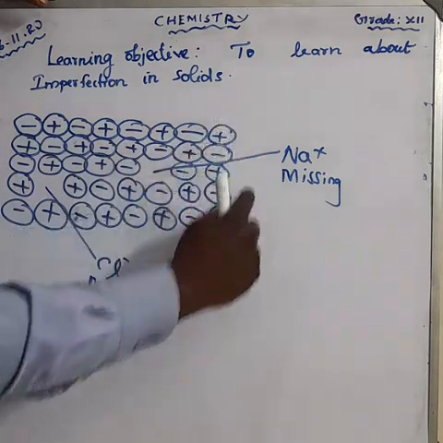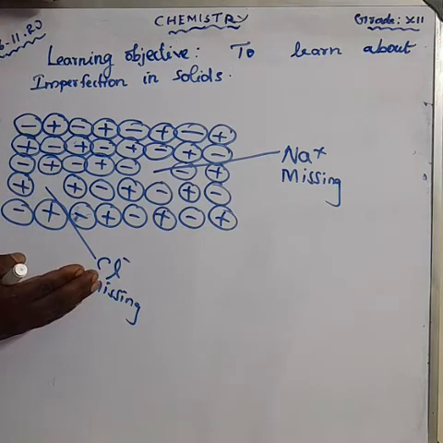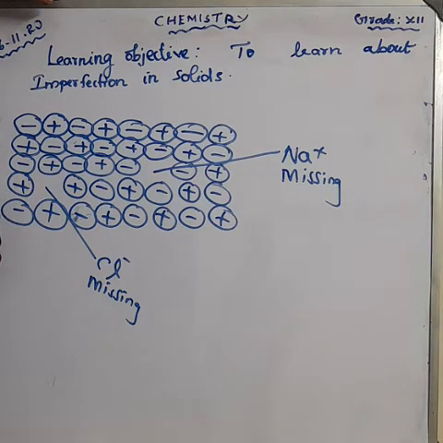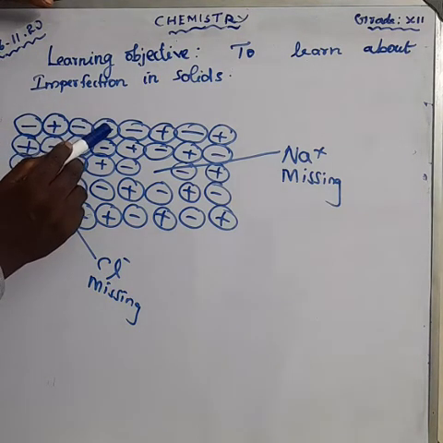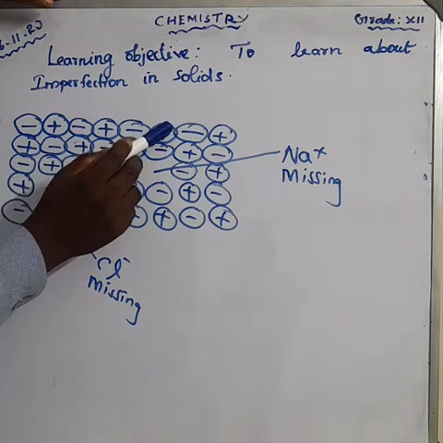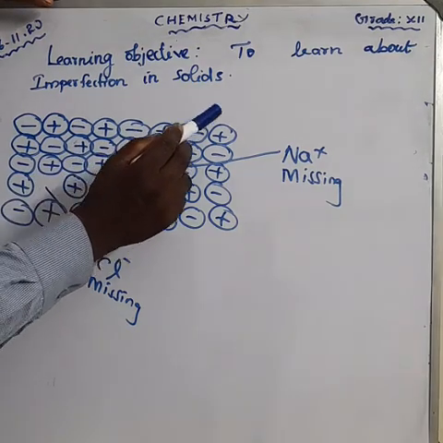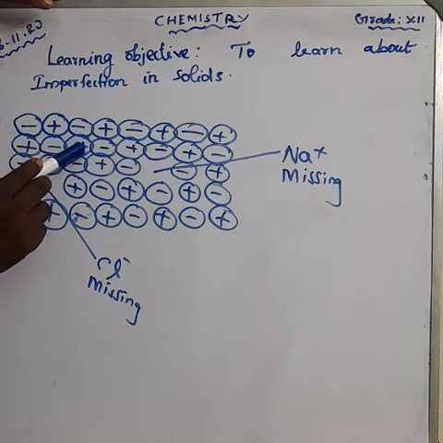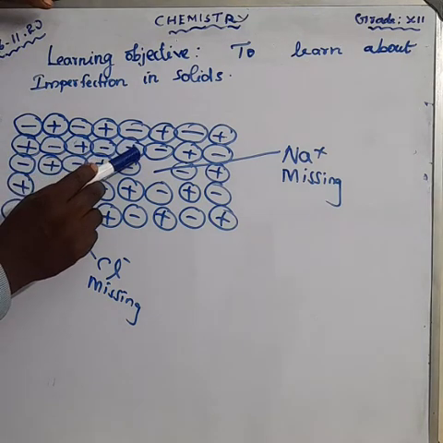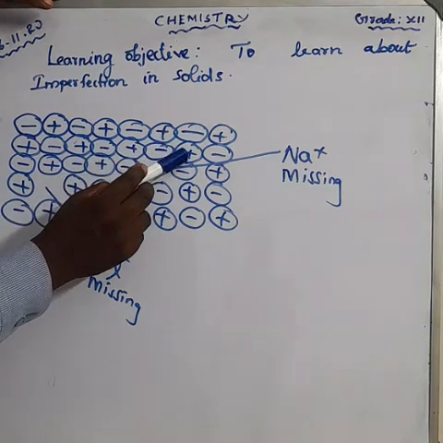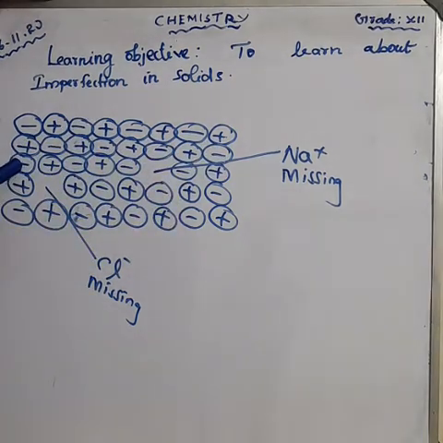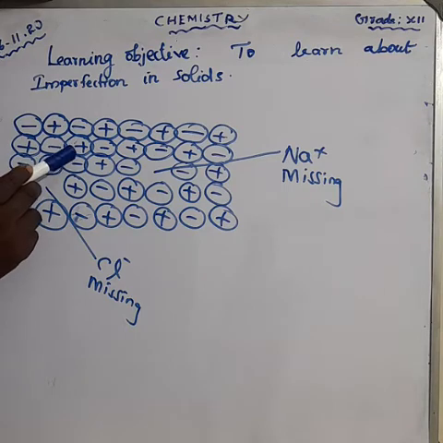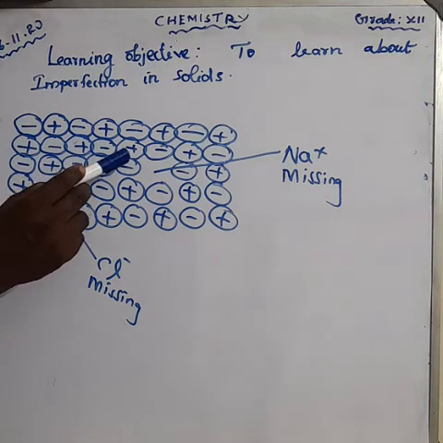This is one of the crystal lattice. In the crystal lattice, the ions are occupying the positions. Am I right? Chloride ions, sodium ions, alternating throughout the lattice.